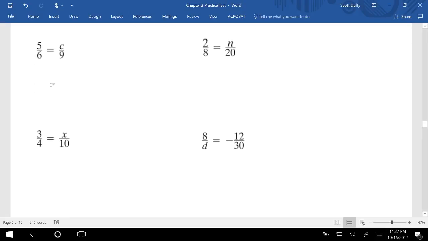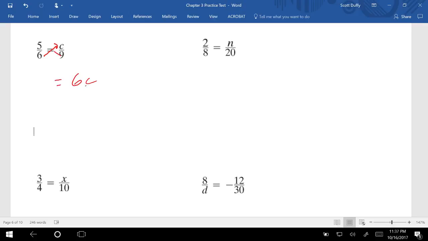Okay, so we're solving proportions here, and I realize I keep on saying okay, but that's because I'm tired. 6 times c is 6c. 9 times 5, 45, divided by 6, divided by 6. We'll just say c equals 45 over 6, which is equal to 7.5.